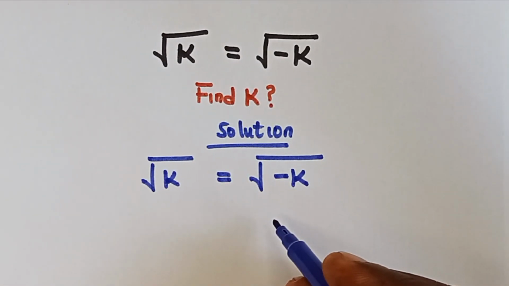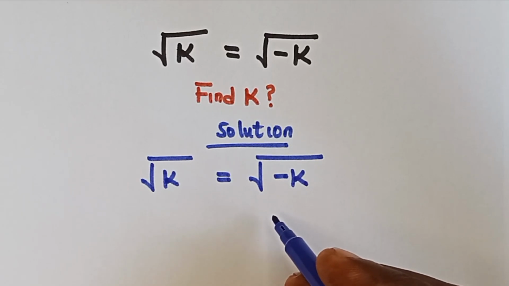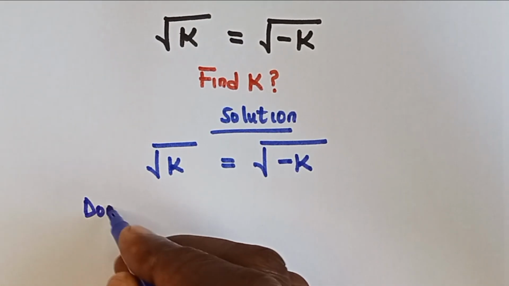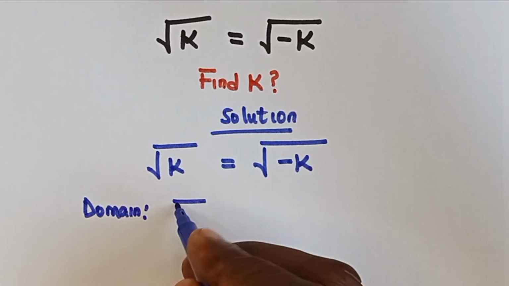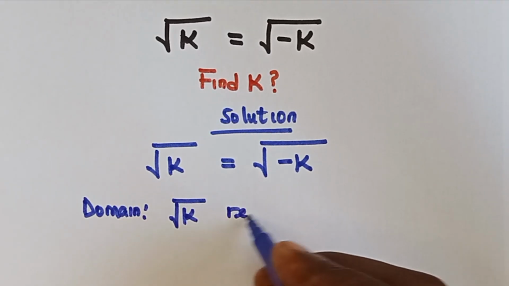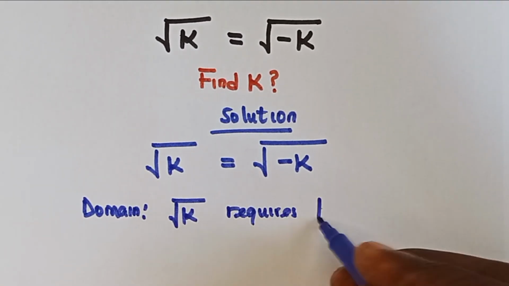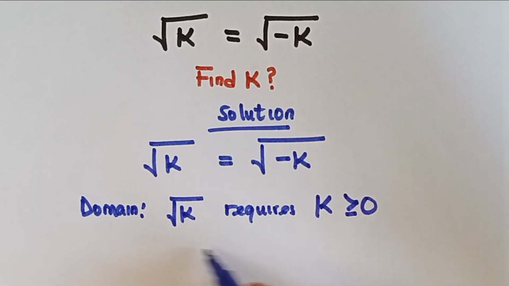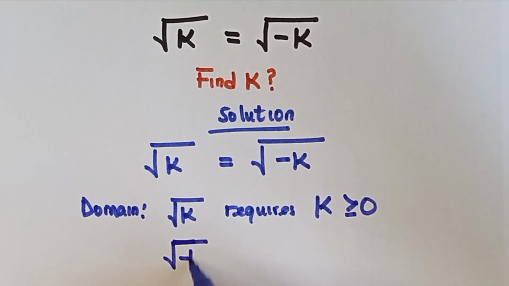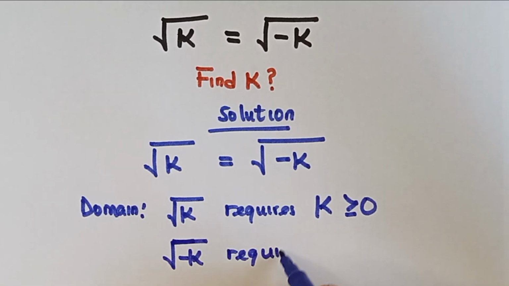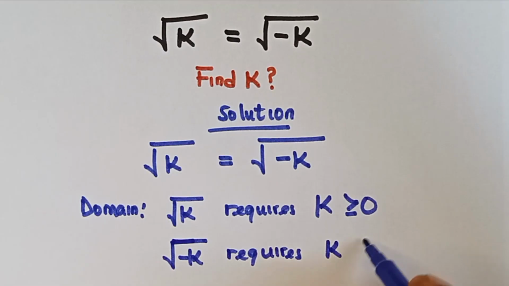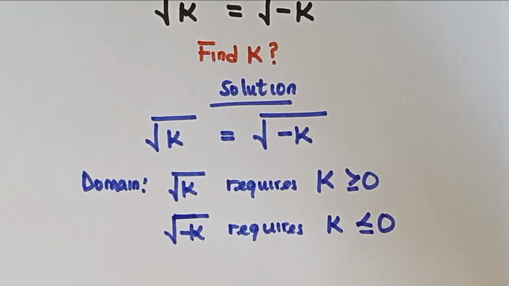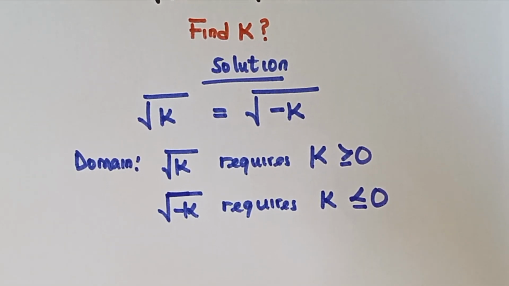Right, so now let's look at our domain first. Let's see what root k requires and what root minus k requires. So our domain now, take note of this. Root k requires that k should be either equal to 0 or greater than 0. Okay, and then let's look at what our square root of minus k requires: that k must be either equal to 0 or less than 0. And then from this domain check, you should know what our answer is.